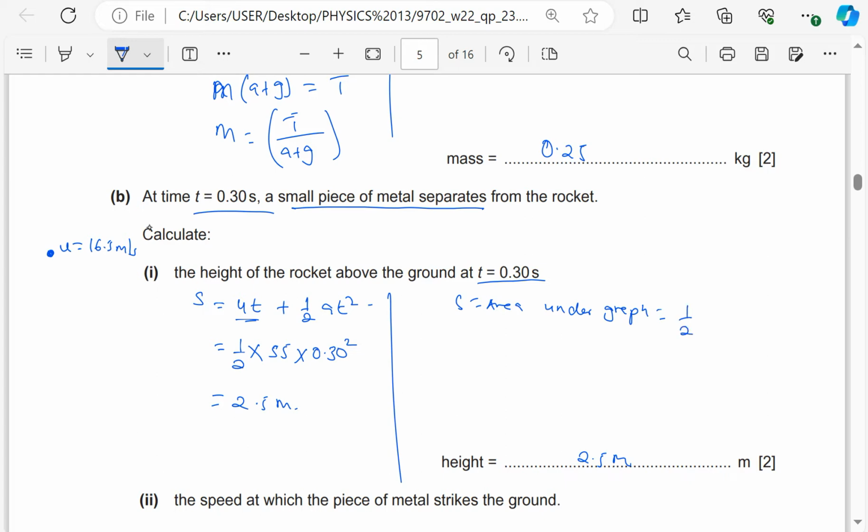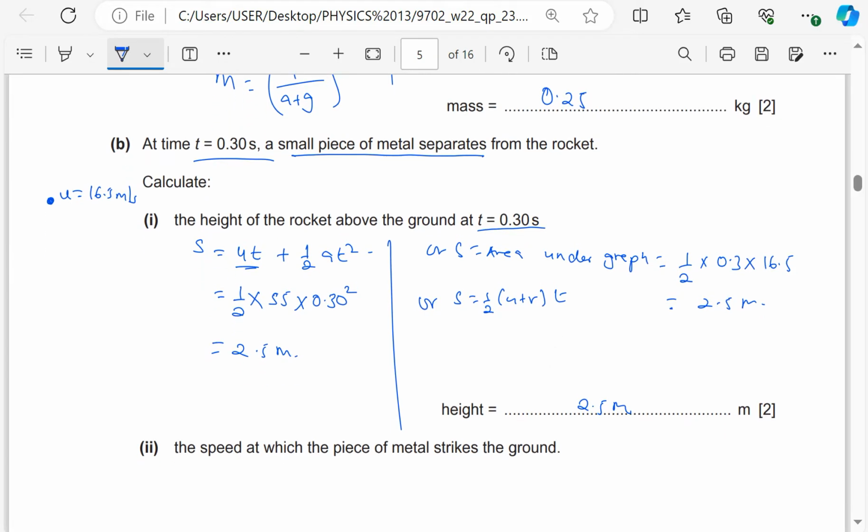And it is a triangle, so it is a half times the base, which is 0.3, times the height, which was 16.5. I think it gives you the same answer, area under the graph. Or you could also use another equation, which is s equals a half into (u plus v), then times t. This is another method. If I use this, it will be a half. It started from rest, so initial velocity is 0, final is 16.5, and the time is 0.3, so it gives you the same answer.